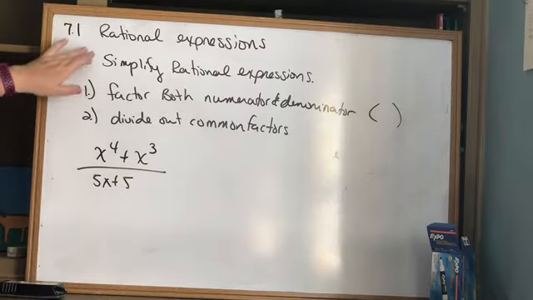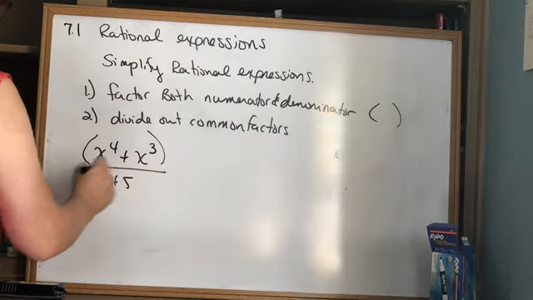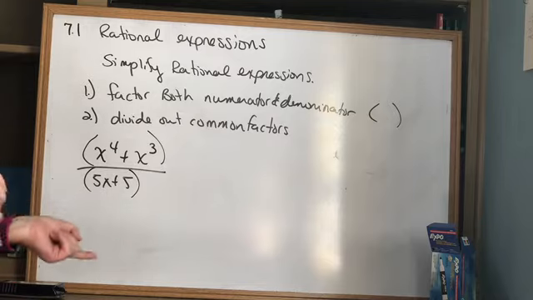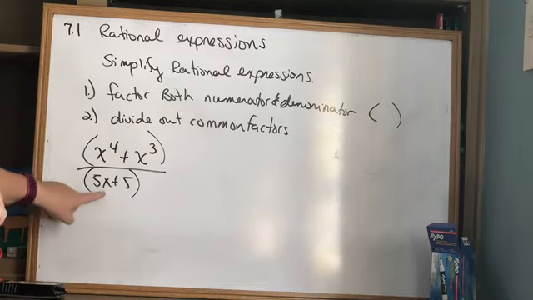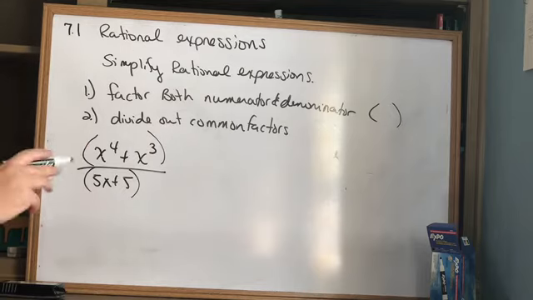We want to simplify, and just like we did with fractions, we want to take out what's in common. But this whole thing and this whole thing makes up one number. So those have to match identically if we want to factor them out. We can't just go, oh, there's an x, there's an x. That's not how it works. So let's factor these completely and see what we have.